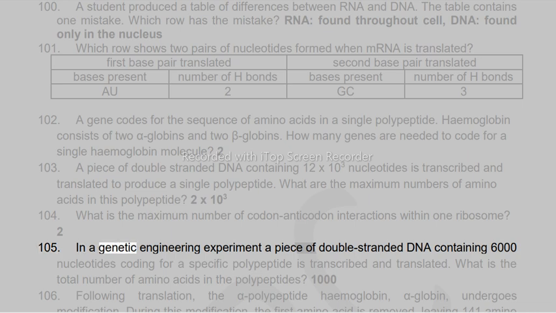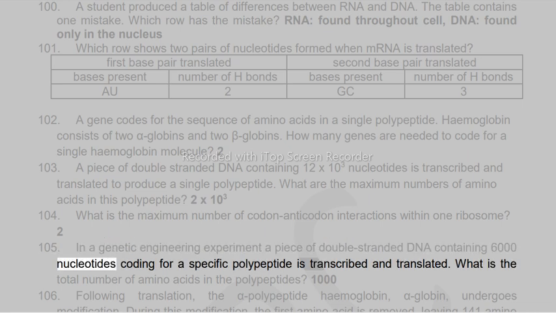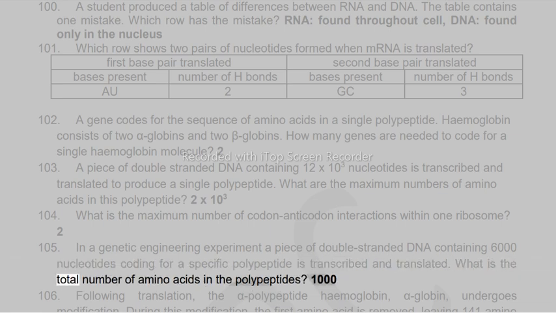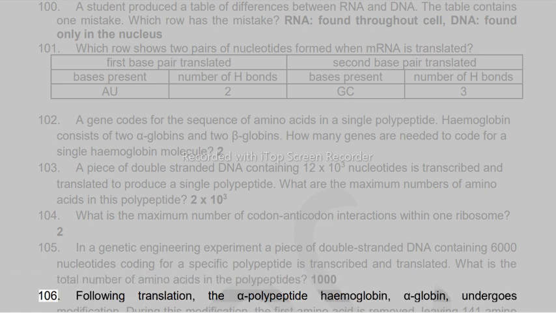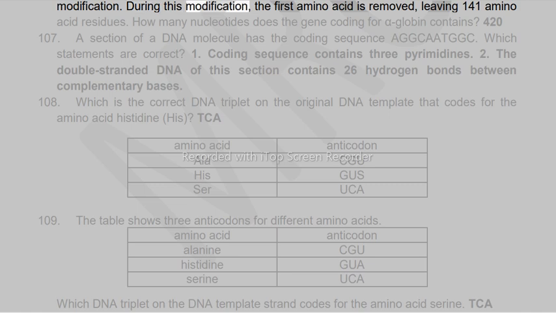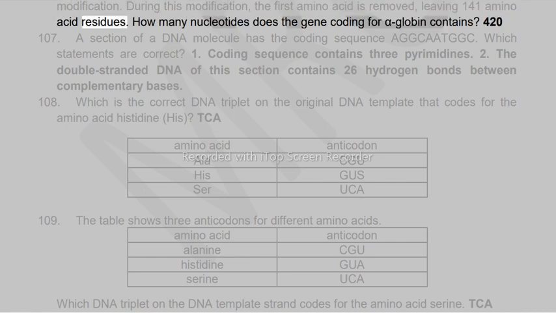105. In a genetic engineering experiment, a piece of double-stranded DNA containing 6,000 nucleotides coding for a specific polypeptide is transcribed and translated. What is the total number of amino acids in the polypeptides? 1,106. Following translation, the alpha polypeptide of hemoglobin, alpha globin, undergoes modification. During this modification, the first amino acid is removed, leaving 141 amino acid residues. How many nucleotides does the gene coding for alpha globin contain? 420.